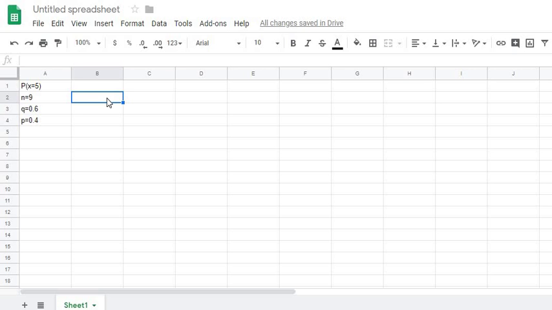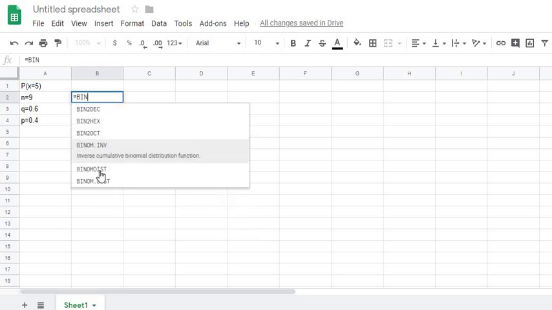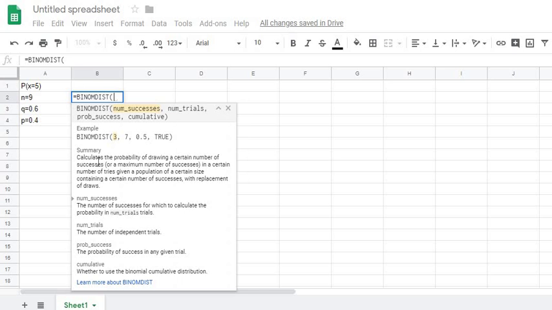To calculate a binomial distribution probability, you're going to type in equals, and start typing binomial, or B-I-N. You see some options here. Scroll down to the one that says binom distribution, or binomial distribution probability. Use the one that does not contain the dot in it. Click on that. As you type, it'll highlight what you need to enter. First you need to enter the number of successes. When we're looking for the probability that x is equal to 5, the number of successes is 5.